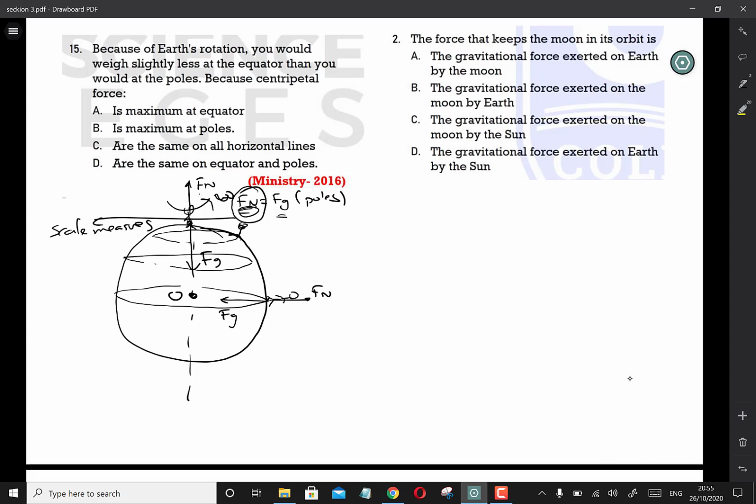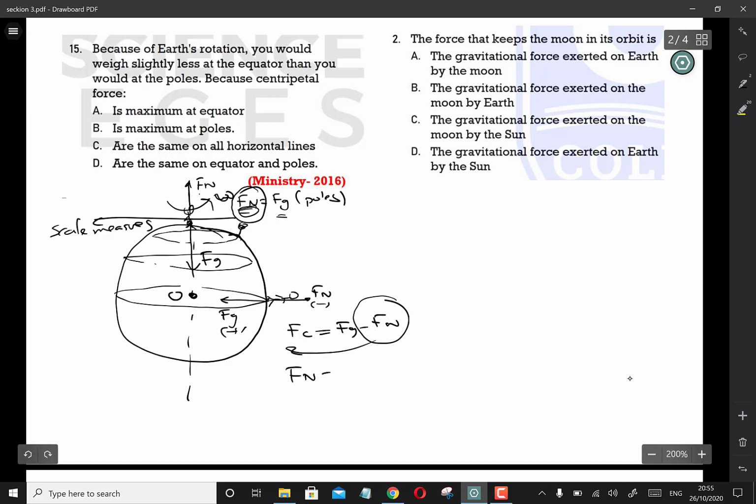We know that the centripetal force can be written as Fc equals Fg minus Fn, because Fg is pointing toward the center, it's positive, and Fn is away from the center, it's negative. Then the scale measures Fn. Let's leave Fn alone on one side: Fn becomes Fg minus Fc.